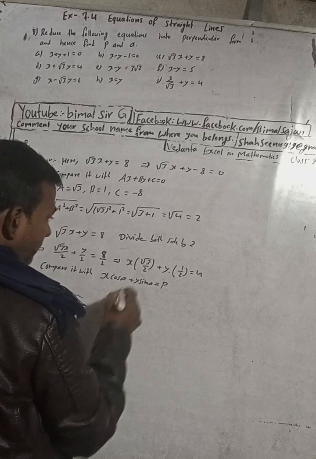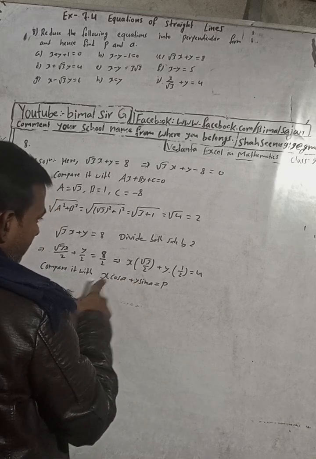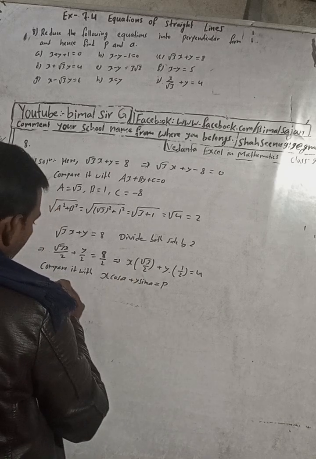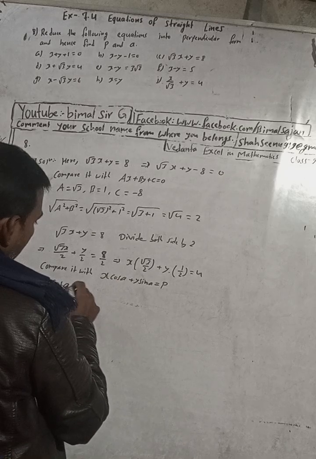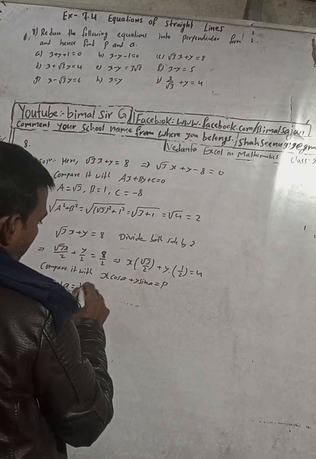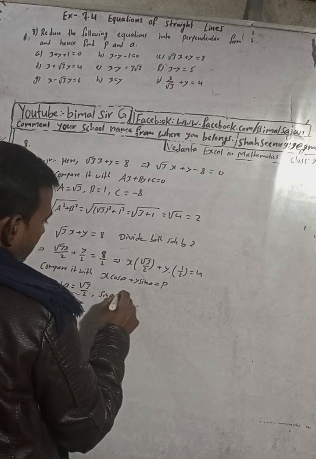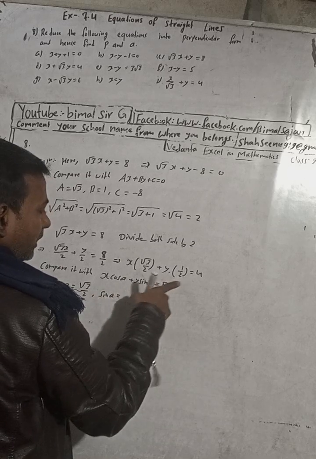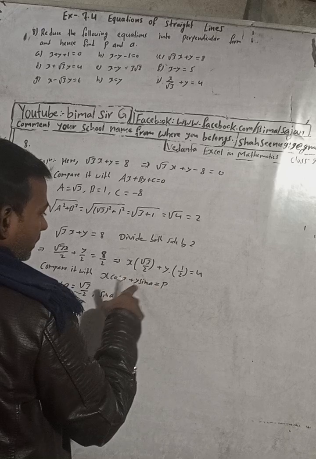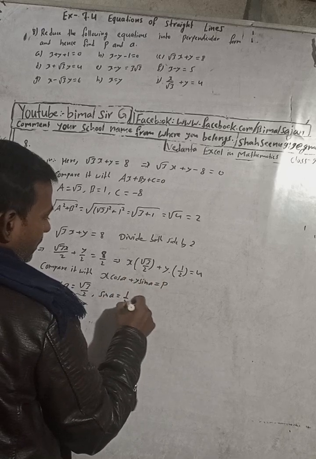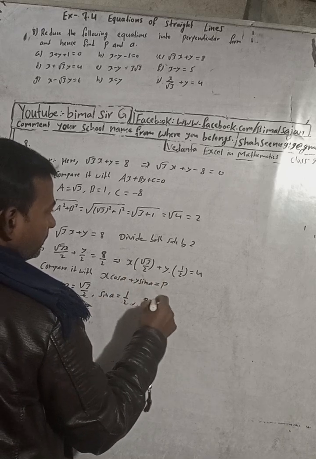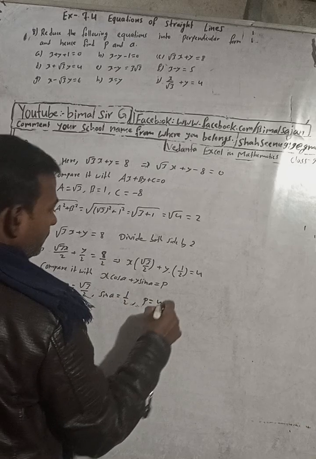Now comparing means x is the same, so cos alpha is equal to root 3 by 2, and sin alpha, this is y, so sin alpha is equal to 1 by 2, and p is equal to 4.